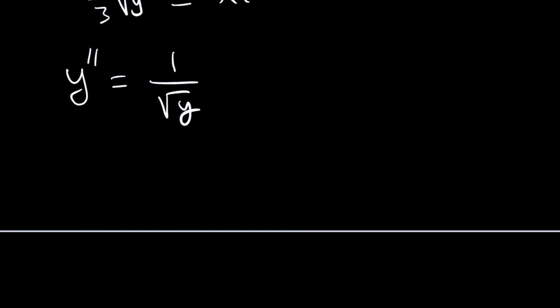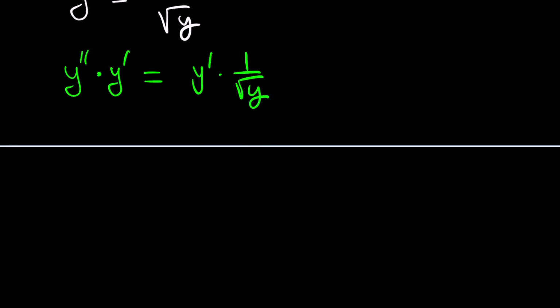Guess what? When you do, you're going to have y prime on the right-hand side, which is a good thing because along with the square root of y, we can turn it into something differentiable or anti-differentiable. But on the left-hand side, we also get something cool. Let me show you. y double prime times y prime equals y prime times 1 over square root of y.